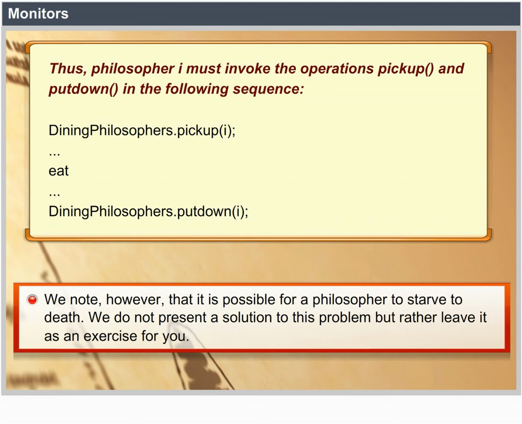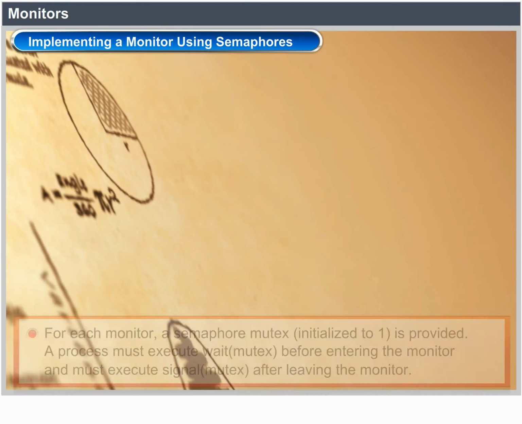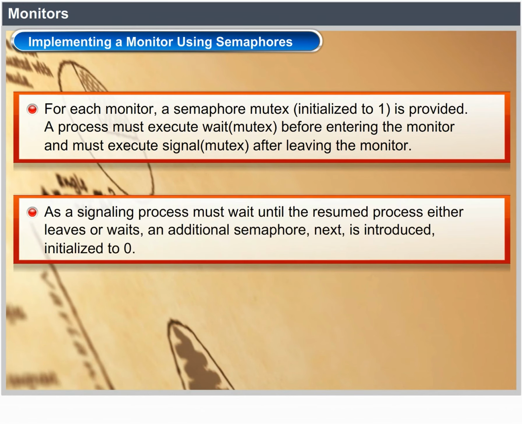Implementing a monitor using semaphores. For each monitor, a semaphore mutex initialized to 1 is provided. A process must execute the wait(mutex) function before entering the monitor and must execute the signal(mutex) function after leaving the monitor. Since a signaling process must wait until the resumed process either leaves or waits, an additional semaphore, next, is introduced, initialized to 0. The signaling processes can use next to suspend themselves.